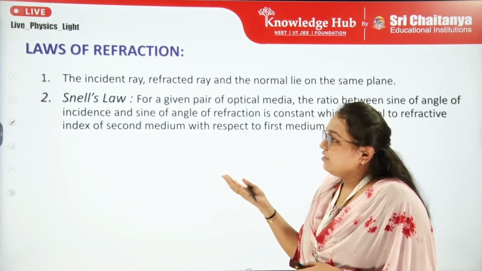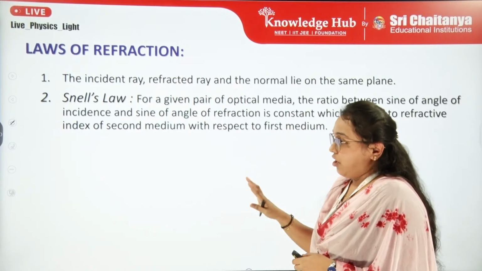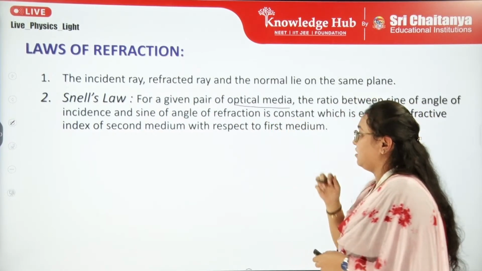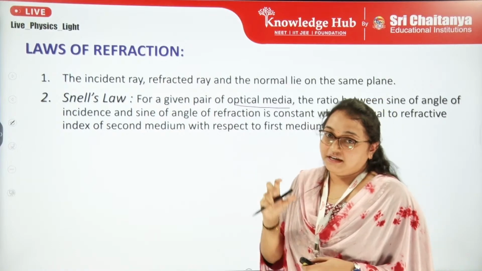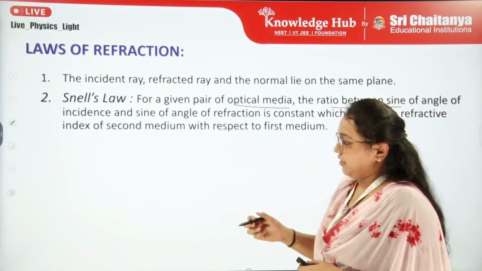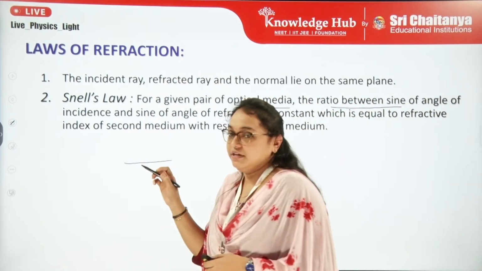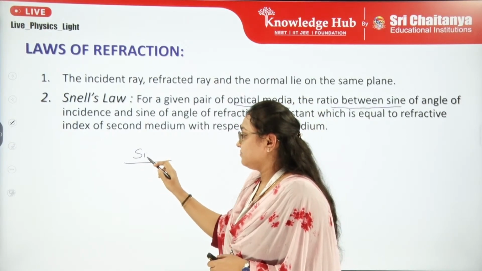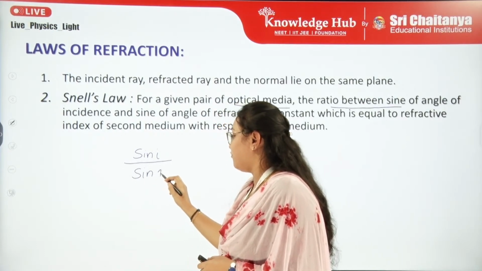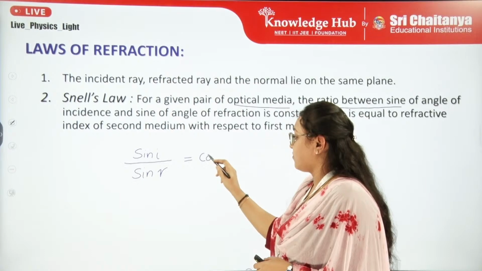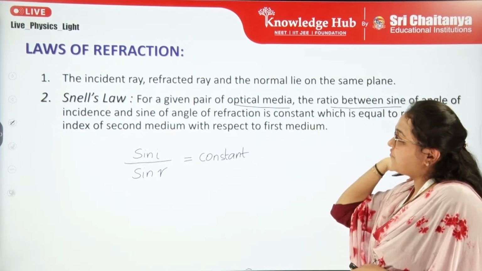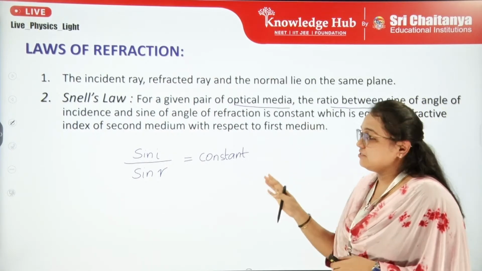The second law is Snell's law. In this law, what we have to understand is, for a given pair of optical media, this is fixed. For a given pair of optical media, the ratio between the sine of the angle of incidence and the sine of the angle of refraction is constant.